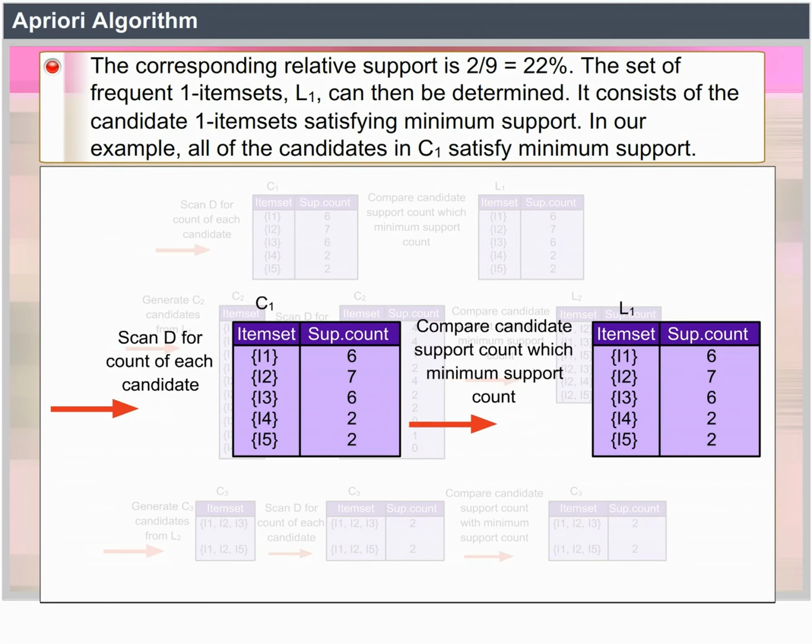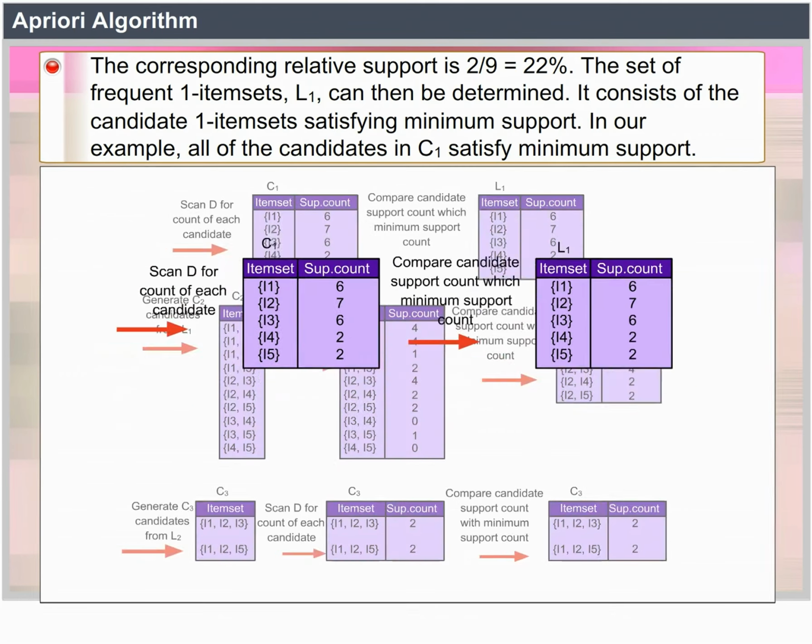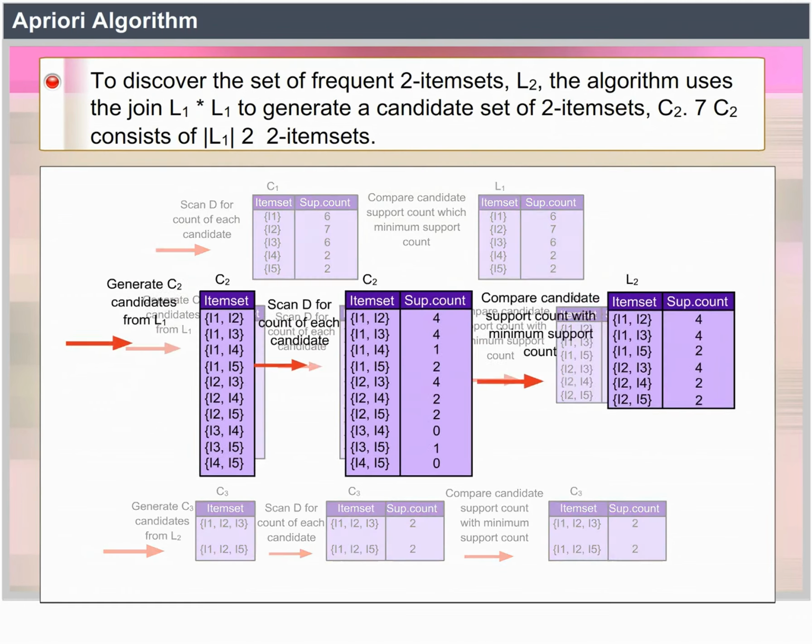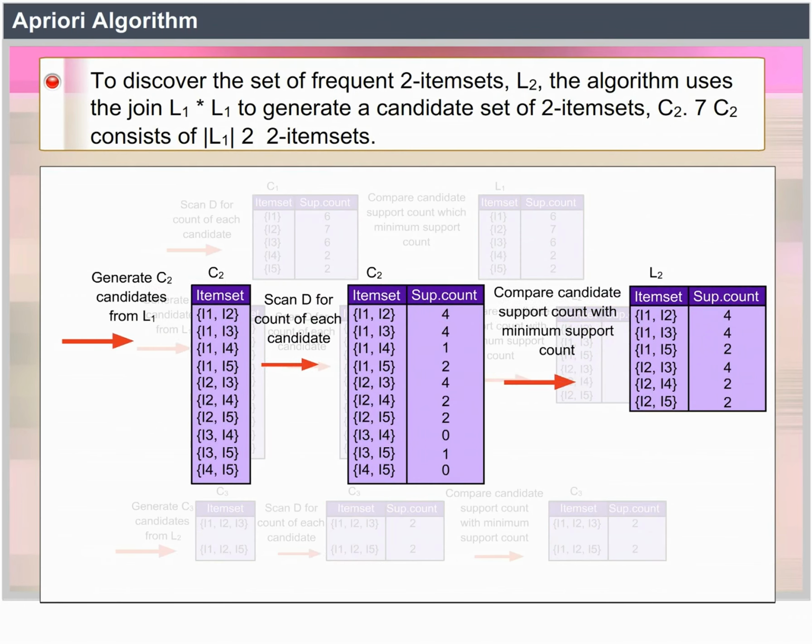The set of frequent 1 item sets, L1, can then be determined. It consists of the candidate 1 item sets satisfying minimum support. In our example, all of the candidates in C1 satisfy minimum support. To discover the set of frequent 2 item sets, L2, the algorithm uses the join L1 × L1 to generate a candidate set of 2 item sets, C2. C2 consists of |L1| choose 2 item sets.